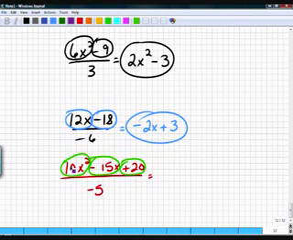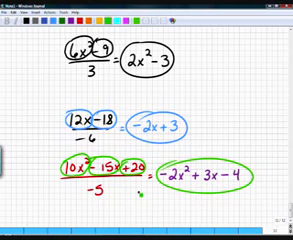10x squared minus 15x plus 20 divided by negative 5. How many terms do you have on top? 3. 1, 2, 3. Each of those 3 terms is being divided by what? Negative 5. A positive divided by negative is a negative. 10x squared divided by 5 is 2x squared. Negative 15 divided by negative 5. Negative divided by negative, positive. 15x divided by 5 is 3x, and the very last one, positive divided by negative, is a negative. That's where I'm getting my pluses and minuses. 20 divided by 5 is 4. Any questions?